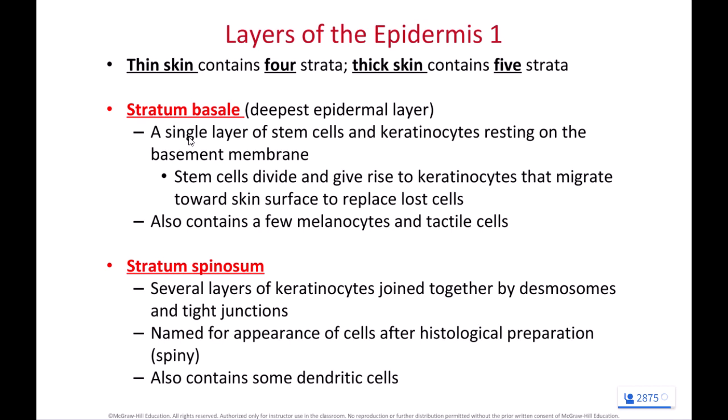So the stratum basale is one of the easy layers to identify in our skin, in the epidermis. It's one cell thick. It's one layer of cells thick, and it's where we're going to have those stem cells, those multipotent adult stem cells that are constantly dividing, constantly regenerating our skin. We'll have a few melanocytes, a few tactile cells present in the epidermis, but overwhelmingly it's going to be made up of stem cells that differentiate into keratinocytes.